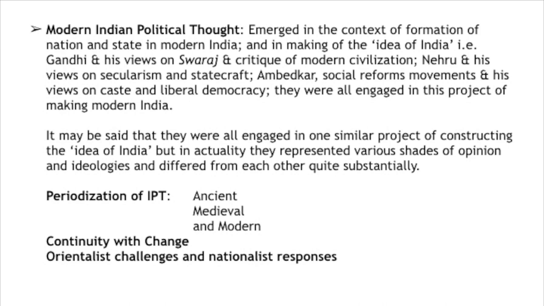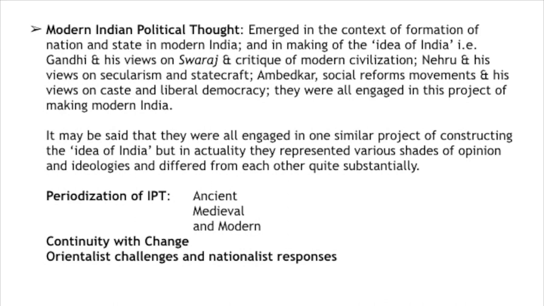they actually represented various shades of opinion and ideologies, and also differed from each other quite substantially. So it is not that they were just engaged in one similar project, but they were also different, representing all kinds of ideologies and opinions. So that we have to keep in mind: while there is this idea of nation or modern state in India, they also differed and represented different shades of opinion and ideologies in their thought and articulation.